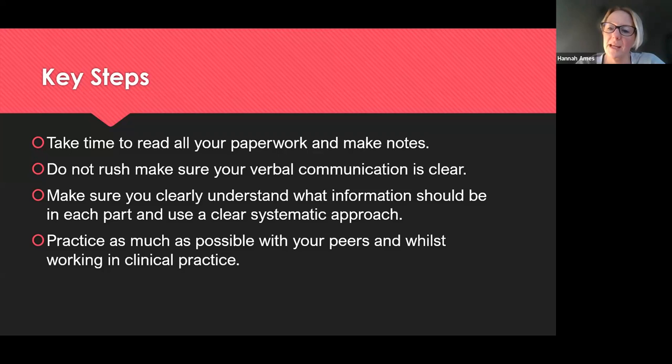Make sure your verbal communication is clear. Make sure you are familiar with the marking criteria and you know exactly what you need to say in each part. You do need to learn that. And try and practice as much as possible with your friends, with your family. You can record yourself on your phone and then listen back and tick yourself off against the marking criteria. That's a really good way to self-assess if you're practicing at home, to see which bits you've missed.